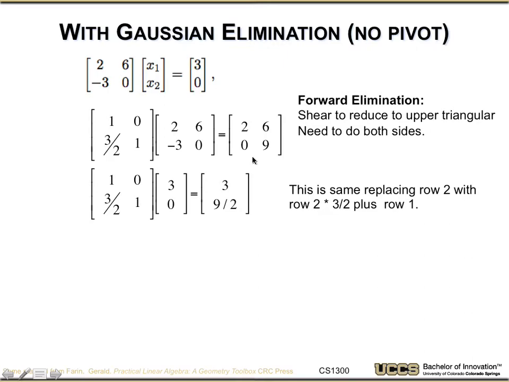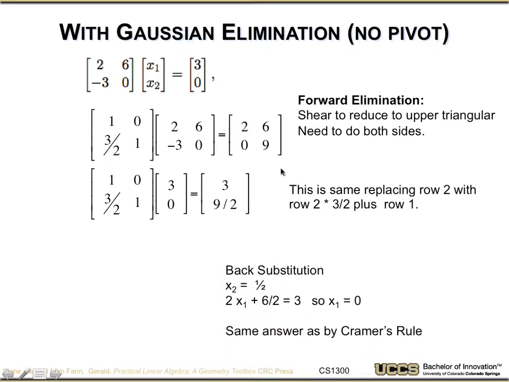Okay, so now we do our back substitution. We have our matrix here. We have 2, 6, 0, 9. We do our back substitution. We just divide both sides by 9, and so we get x2 equals a half. Putting a half back in the top, we get 2x1 plus 6 over 2 equals 3. Subtracting 3 from the other side, we get 2x1 equals 0. So x1 equals 0, x2 equals a half. We see that's the same answer as Cramer's Rule.